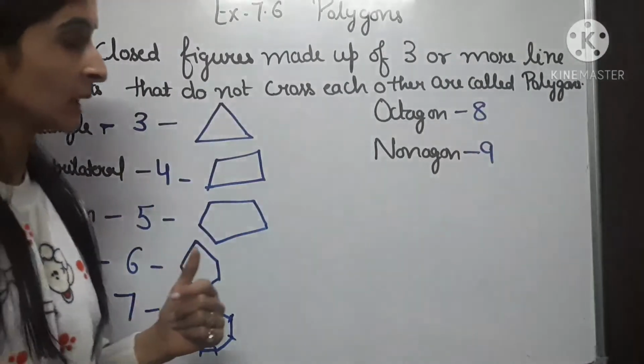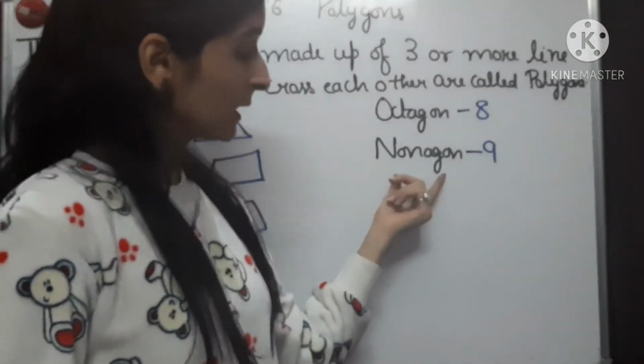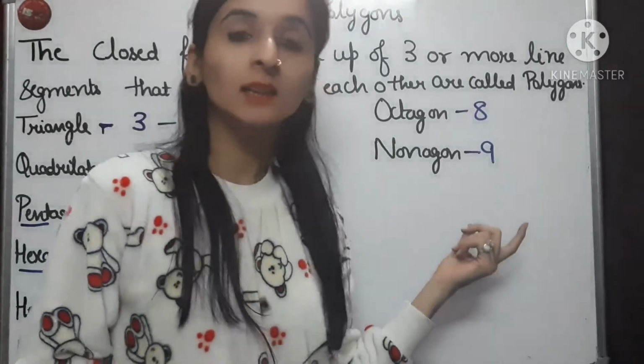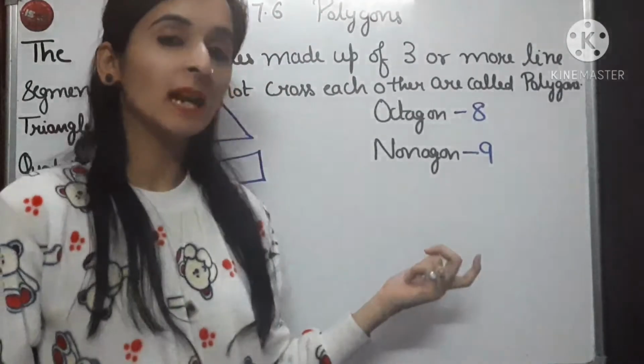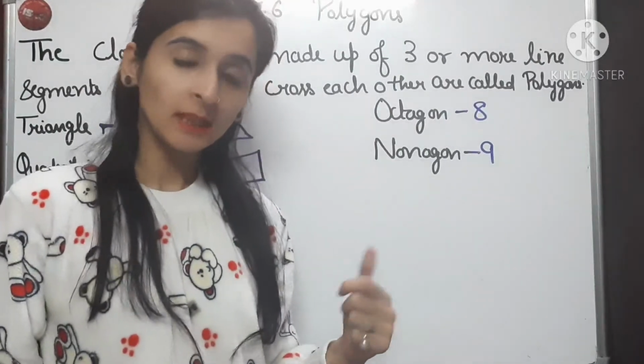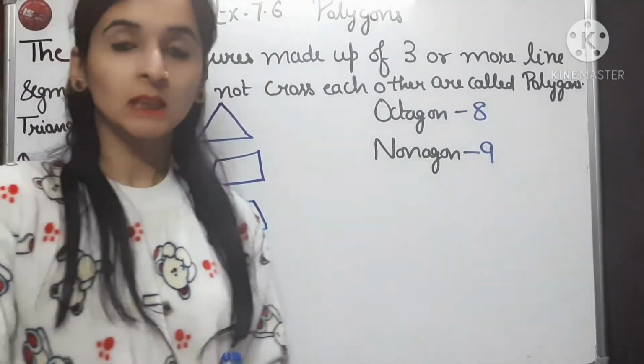called a polygon. Okay, likewise after a nonagon we have a decagon also. In a decagon we will be having 10 sides. So this was about polygons.